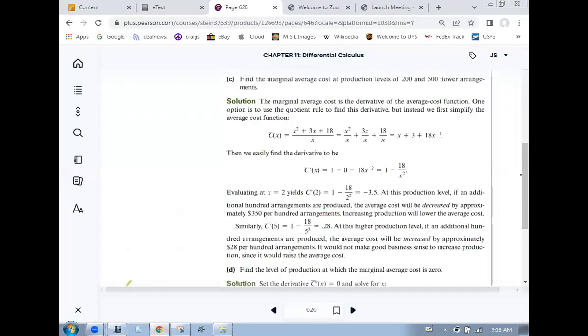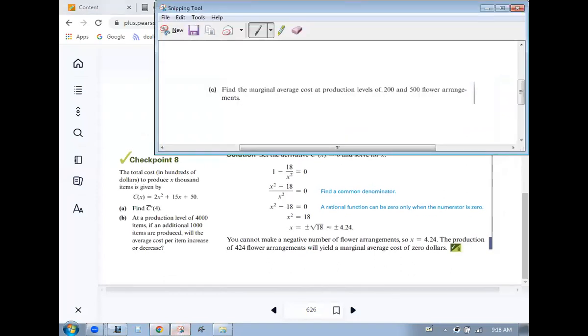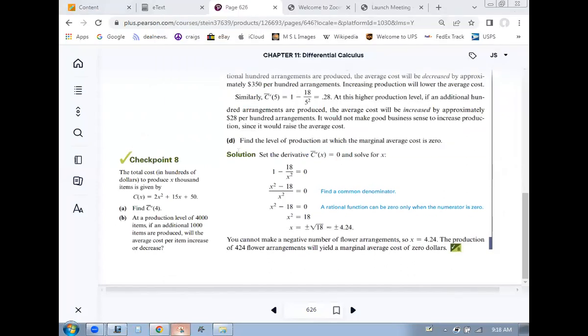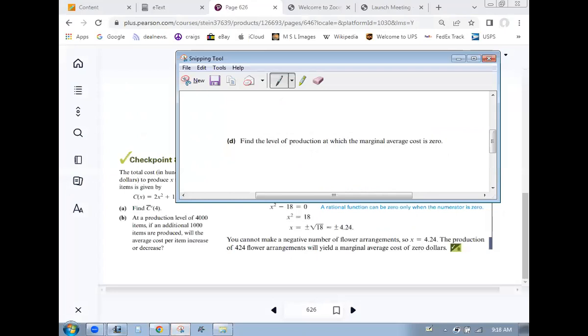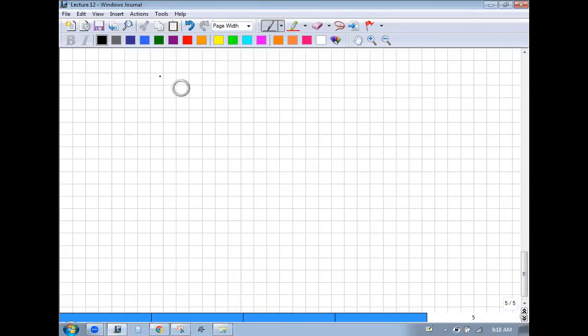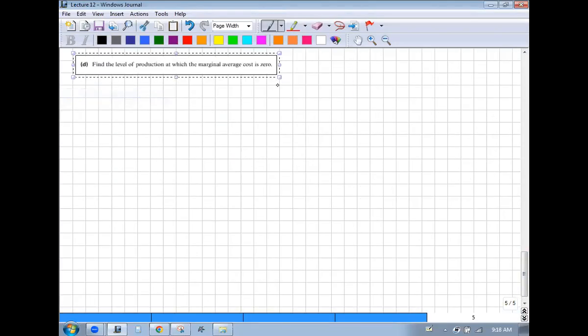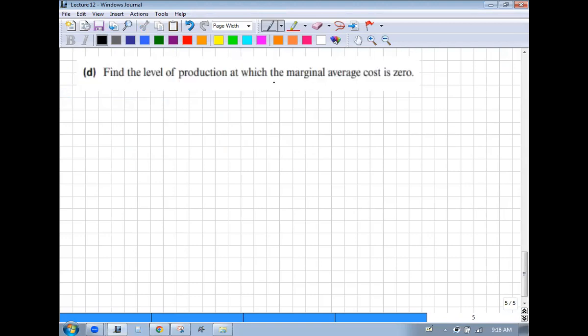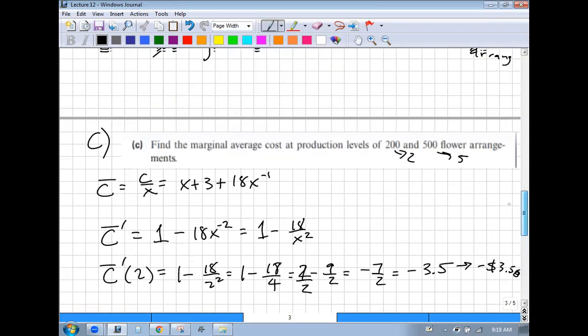Okay, let's see if there's a part D. Oh, there is. Oh, and a checkpoint. Okay, find the level of production at which the marginal cost is 0. All right, let's find our formula for marginal average cost, set it equal to 0, and solve for x. Does that make sense? That's what they're saying. When is the marginal cost 0?